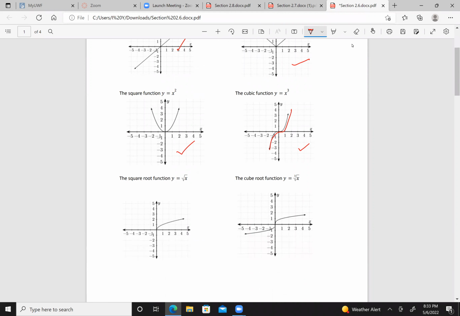Then we have a square root function, y equals the square root of x. Note that y is only positive. We're graphing on a Cartesian or rectangular coordinate plane, so no imaginary numbers, no complex numbers, so y will always be positive in that case. And then we have a cube root function, which is similar to the cube function, but it's turned the other way. Same basic shape.